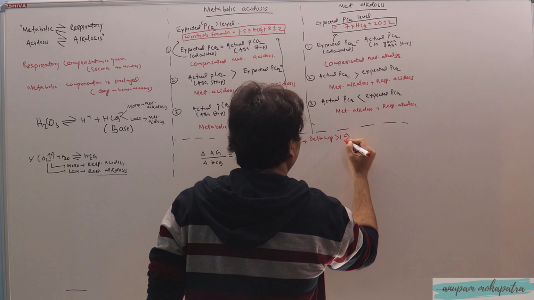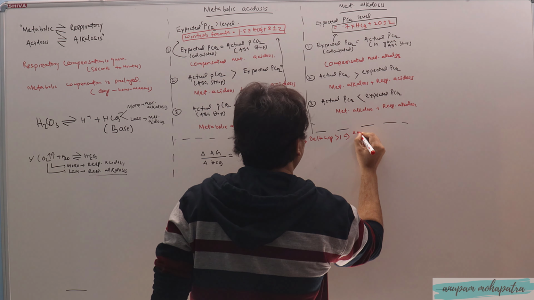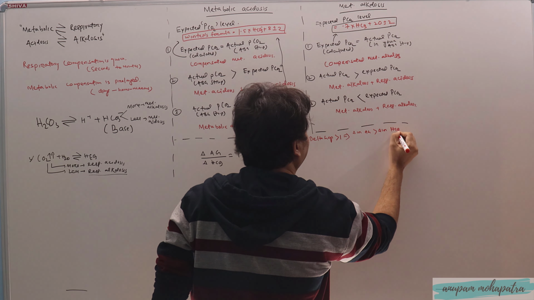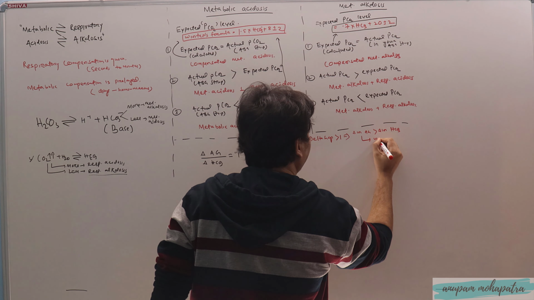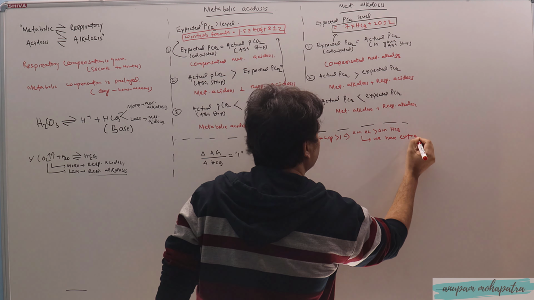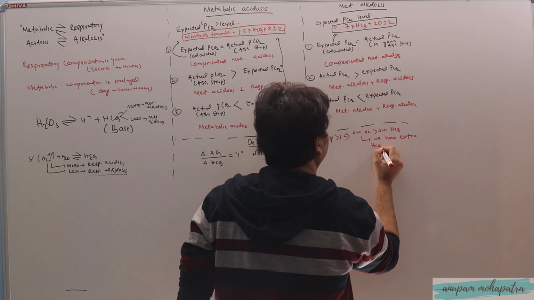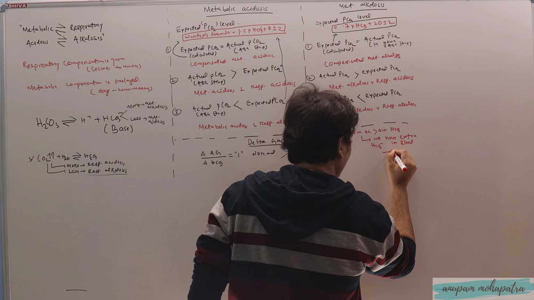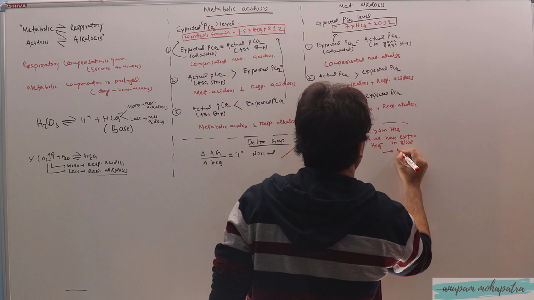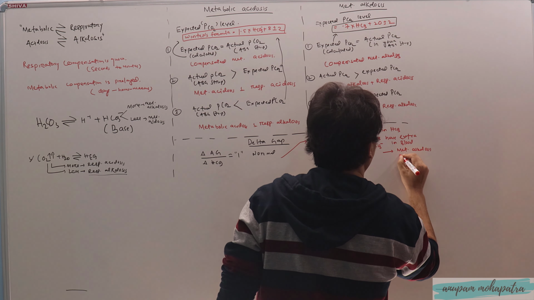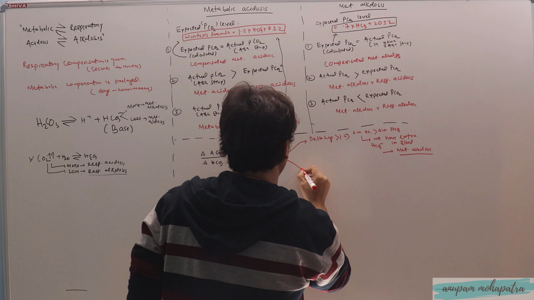So this means the change in anion gap is more than the change in bicarbonate. What that means is we have extra bicarbonate in blood. What does that mean? We have a metabolic alkalosis, right?